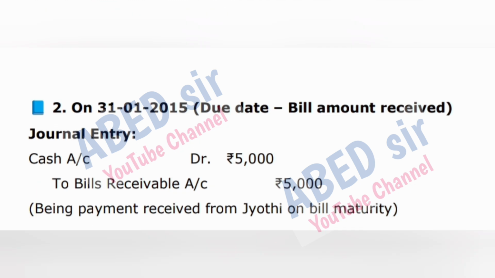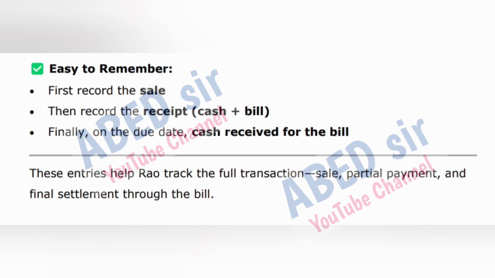2. On 31st January 2015, due date, bill amount received. Journal entry. Cash A/c Dr 5,000 rupees. To Bills Receivable A/c 5,000 rupees. Being payment received from Jyoti on bill maturity. Easy to remember. First record the sale. Then record the receipt, cash plus bill.